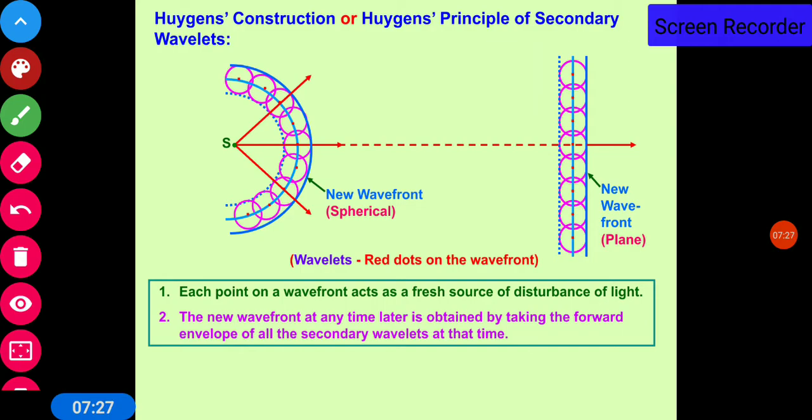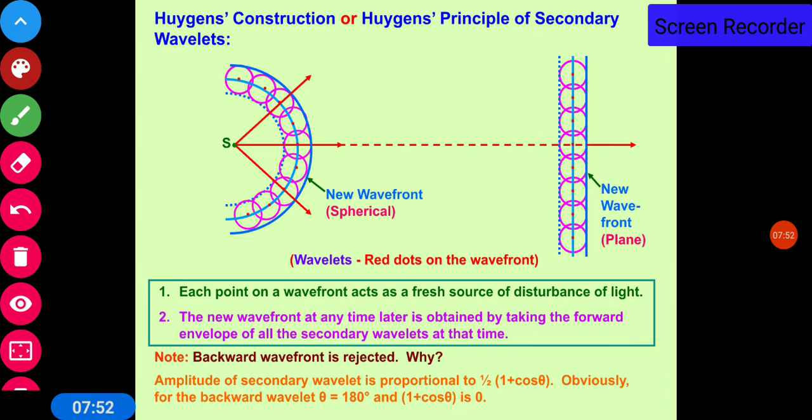So Huygens principle, that is, each point of a wavefront acts as a fresh source of disturbance of light, and the new wavefront at any time later is obtained by taking the forward envelope of all the secondary wavelets at that time. Now the question arises, why only the forward envelope? Why not the backward wavefront? Backward wavefront is rejected. Why?